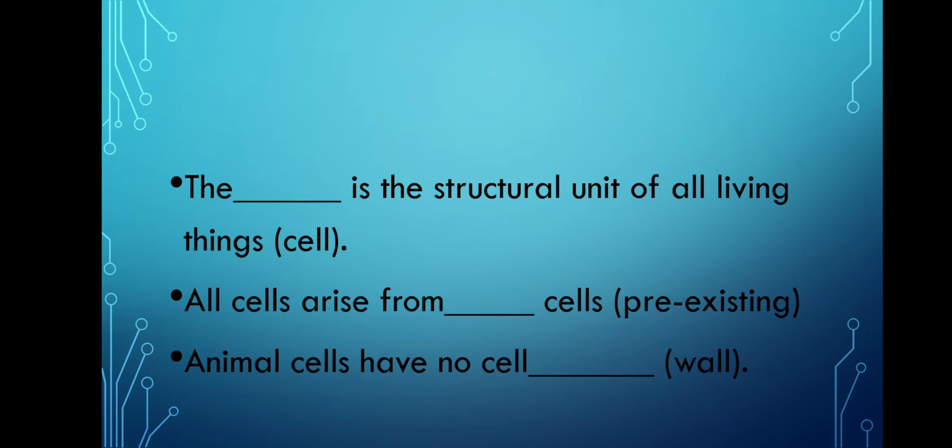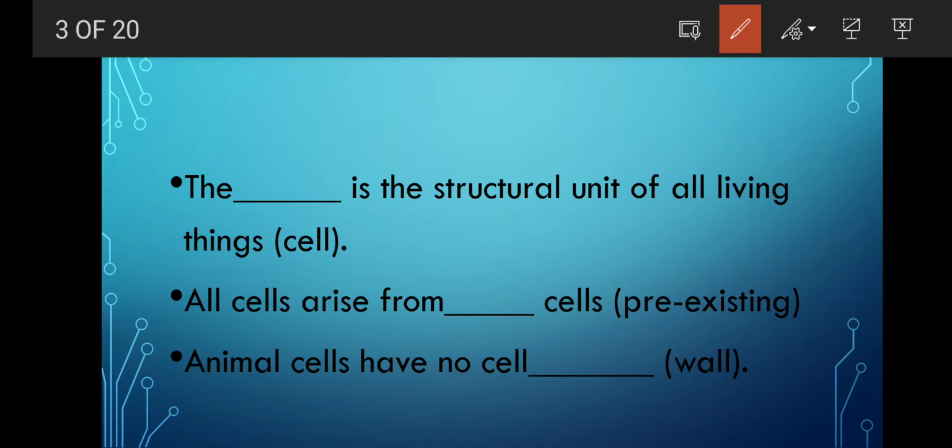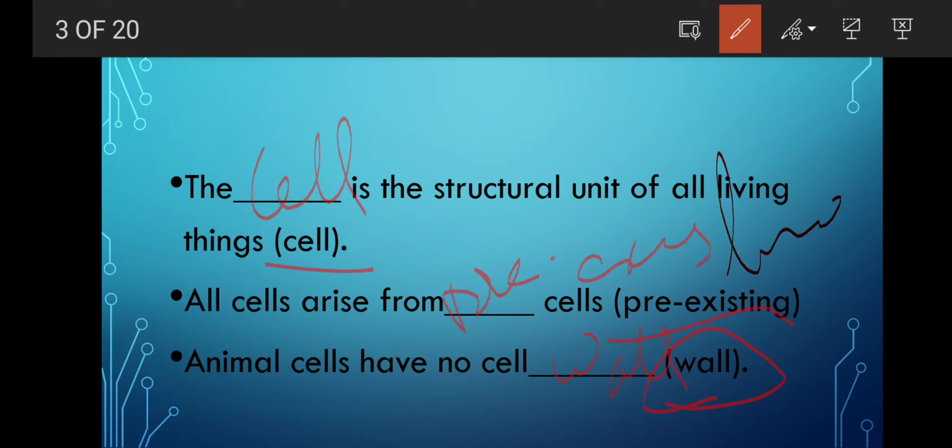Now the next is fill in the blanks. The dash is the structural unit of all living things. The answer is what? Cell. Next, all cells arise from dash cells. Then the answer is what? Pre-existing cells. Then animal cells have no cell dash what? Wall. So the answer will be no cell wall. Clear? Here you can write cell, and here you can write pre-existing cells.